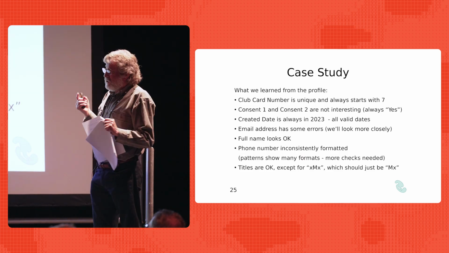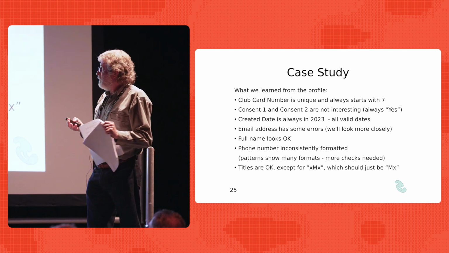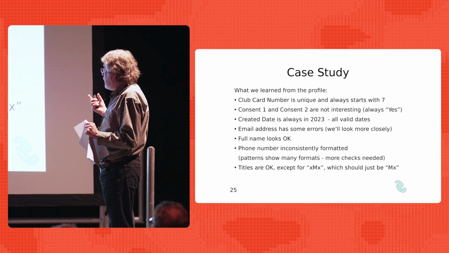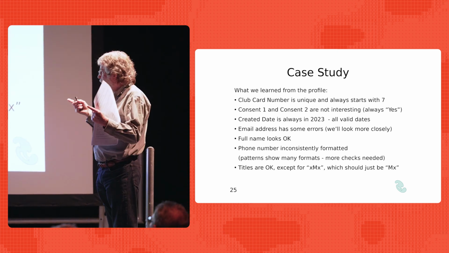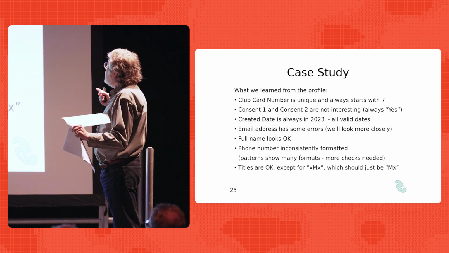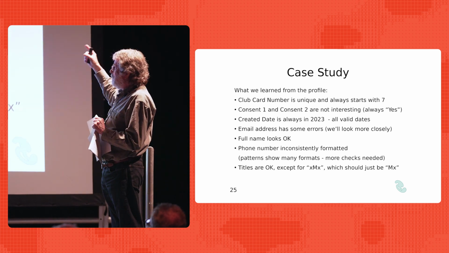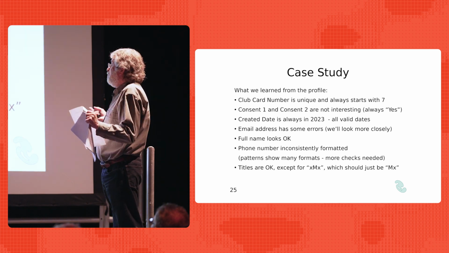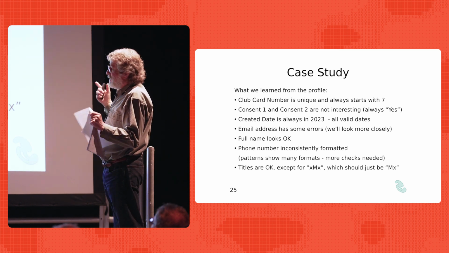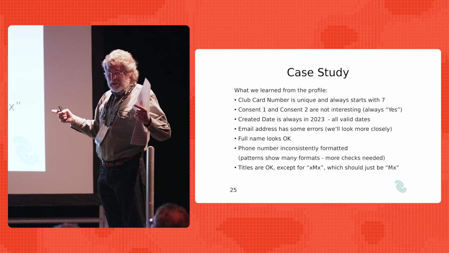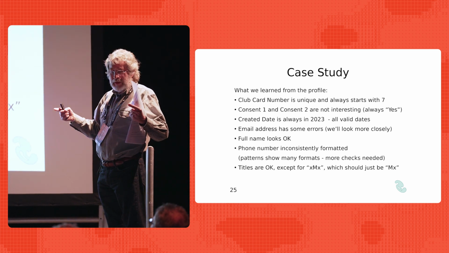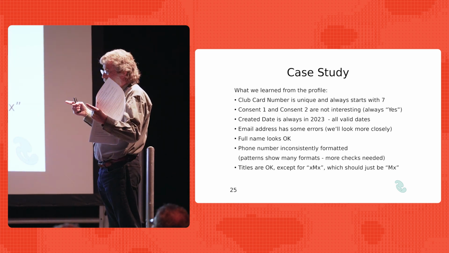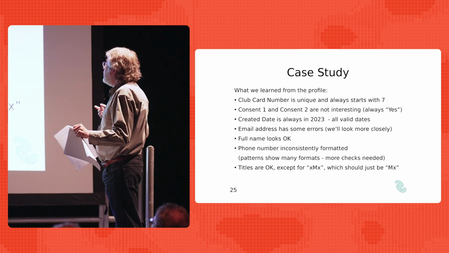So we learned just from loading that data and running the profile that the club card number is unique. It always starts with 7 and is always 16 characters long. So that's great. Consent 1 and consent 2 are always yes, otherwise they wouldn't have got into the data set, I presume. So they're just not interesting. And this was a fixed thing. They ran it once after a year of offering the service, and then we had that one file, so we weren't going to get any more.